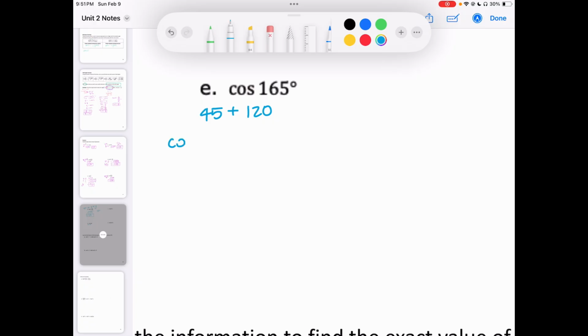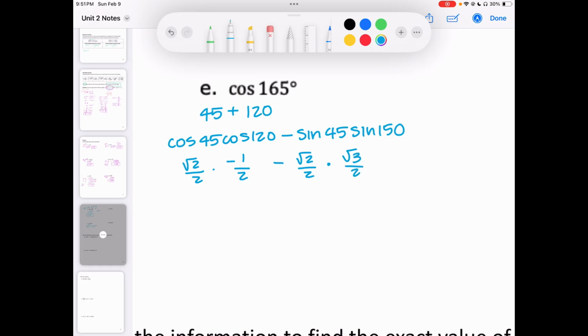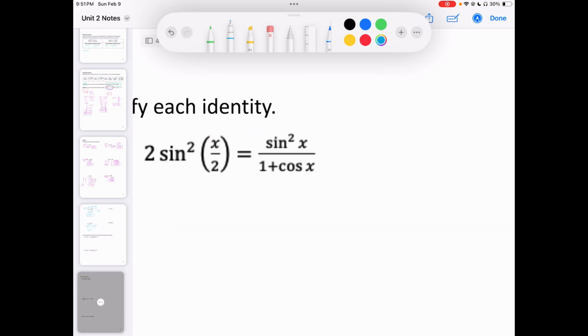I'm working with cosine, so I have cosine of 45 times cosine of 120 minus sine of 45 times sine of 150. Okay. I know that cosine of 45 is root 2 over 2. Cosine of 120 is negative 1 half. Okay. And then sine of 45 is root 2 over 2, and sine of 150 is root 3 over 2. So I'll have negative root 2 minus root 6 all over 4.